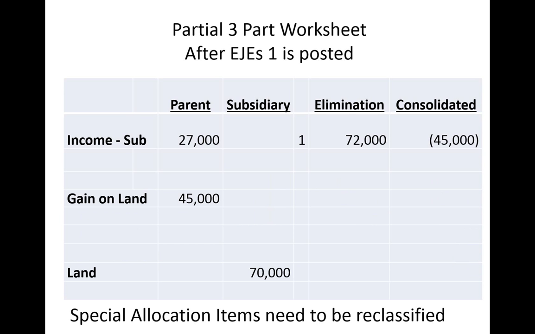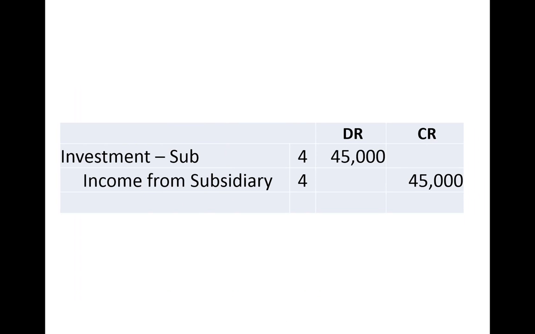So with that in mind, this is what our three-part worksheet looks like after EJE 1 that eliminates the current year activity between the parent and the sub. Looks like we have a $45,000 debit there, which represents the unrealized gain on the land. So we need to eliminate that. So we're going to debit the investment account, credit income from sub, and this entry here undoes the effects of that earlier entry.